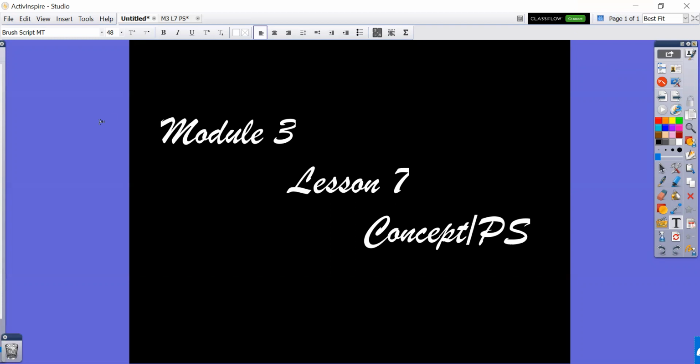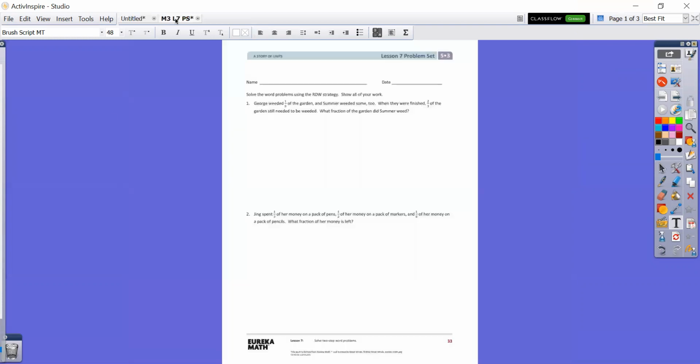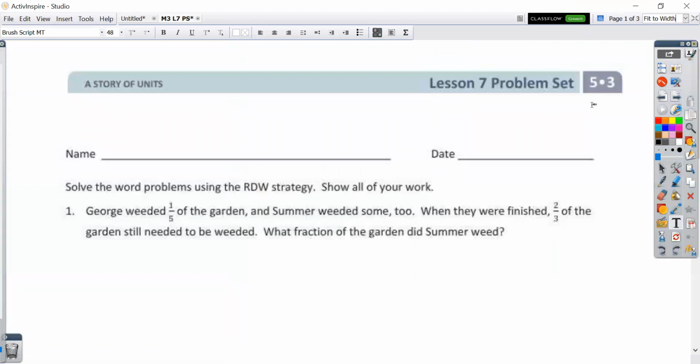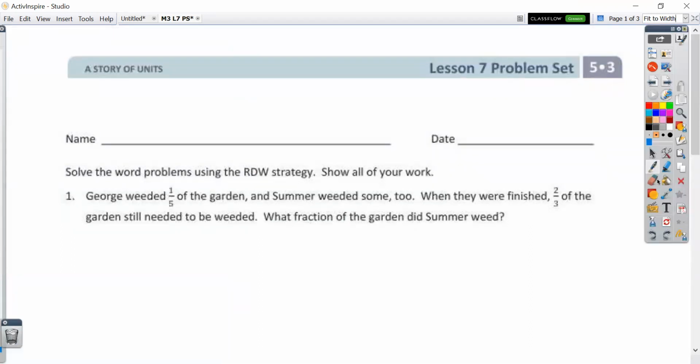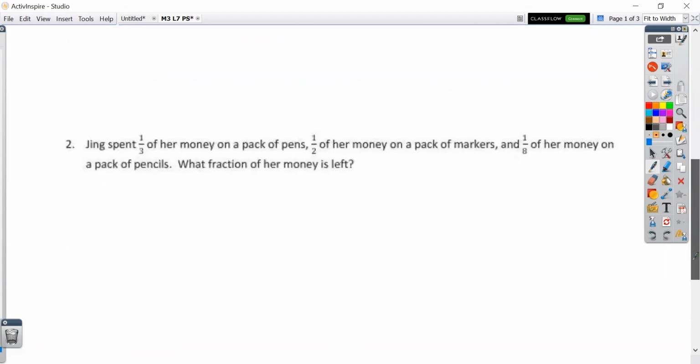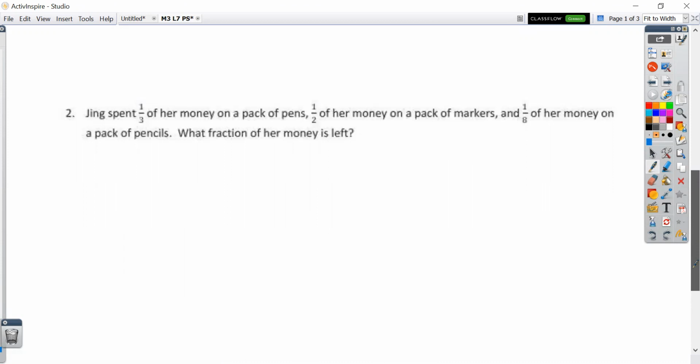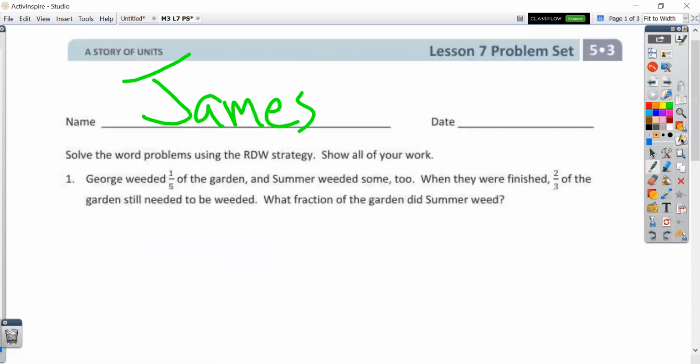We're going to go to the problem set because we're going to do two of the word problems together, and then I will let you try two of them, and then you can go to your exit ticket. You guys know how the problems on these problem sets work. They work their way from the simplest to the most abstract, the easiest to the most challenging. So let's do 2 and 4 together, which will leave you 1 and 3. It just says solve the word problems using the read, draw, write strategy and show all your work.